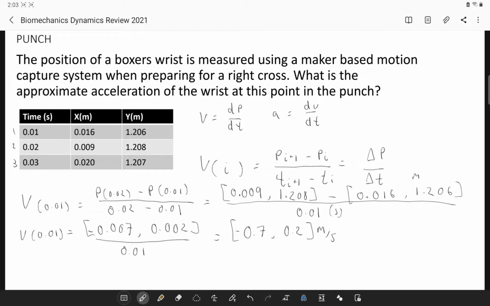Now we can look at the same process to get the velocity for the second time period. So I'm going to say velocity at 0.02. And I'm not going to write this out quite as completely, but we'll try and make it a little bit clearer.